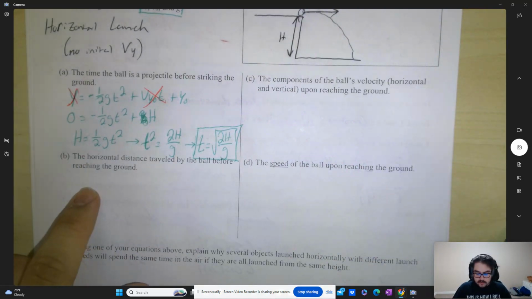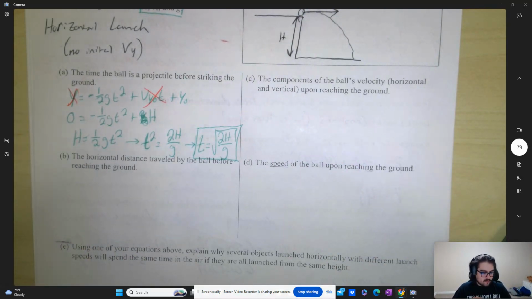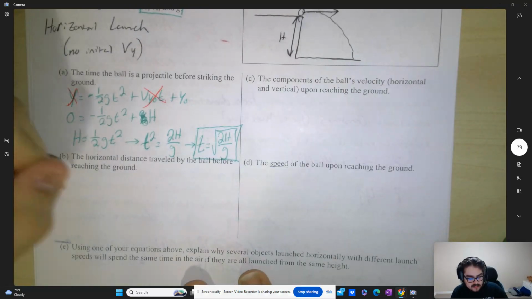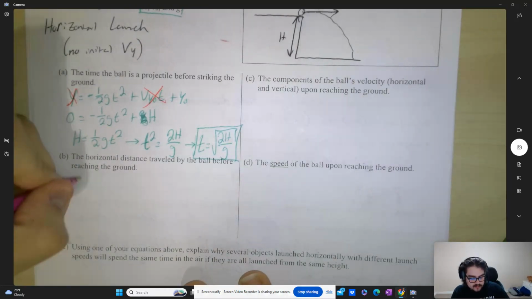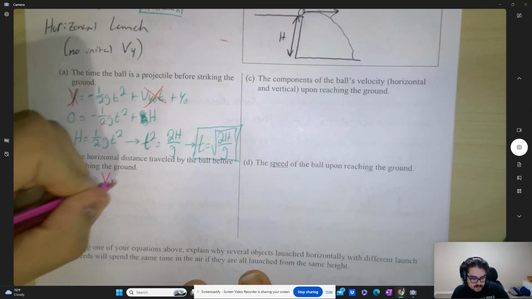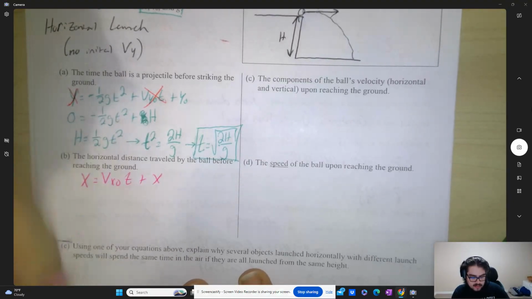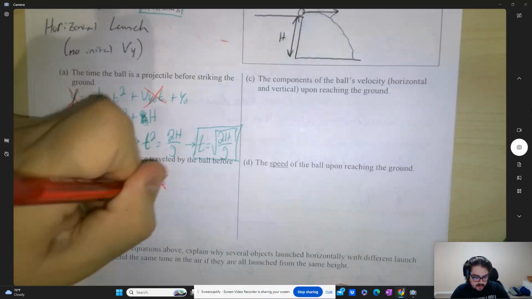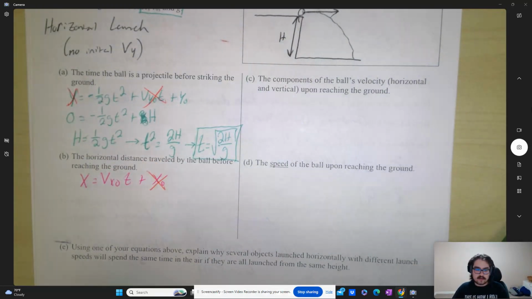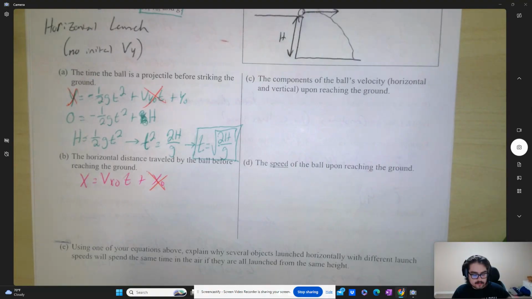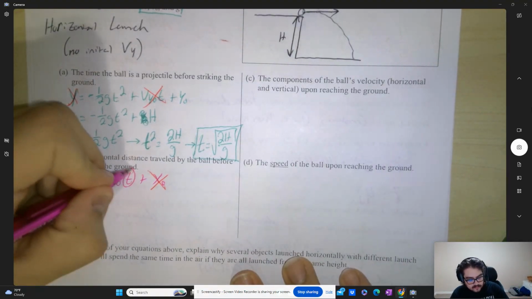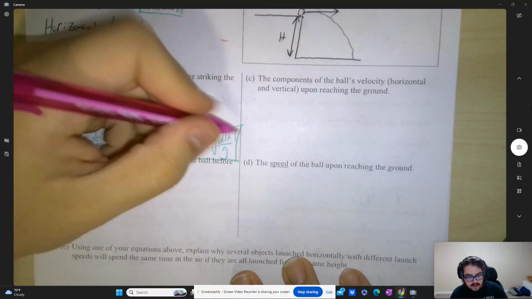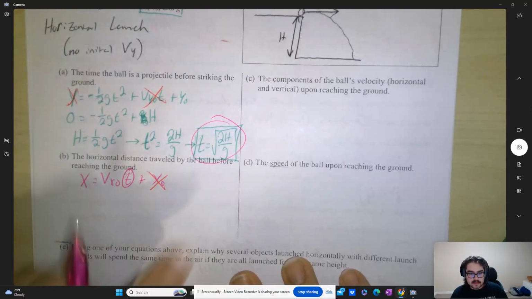Part B says the horizontal distance traveled by the ball before reaching the ground. Well, horizontal distance is position, right? So x equals vx naught t plus x naught. And wait, x naught, let's just make that 0 for the sake of simplicity. So now what I need to do is, for this value for t right here, plug in the thing I just derived.